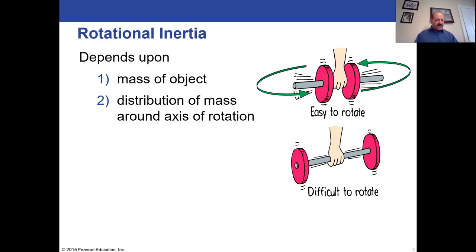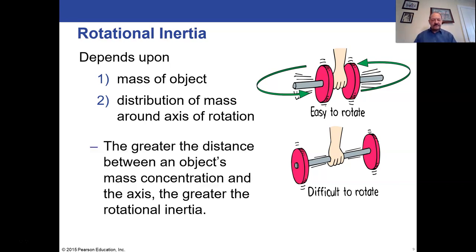Look at this barbell that someone's holding, and they want to spin it around. They want to twist it. Well, it's a lot easier to rotate it if the mass is tight against the center of rotation, which in this case is the hand. It's the axis. The hand is acting as the axis of rotation here, twisting this barbell. But the greater the distance between the object's mass concentration, in other words, how much mass there is near the axis versus how much mass there is outside of the axis, far from the axis, will change its rotational inertia. The more mass you've spread out from the center, the harder it is to turn. It has more rotational inertia.